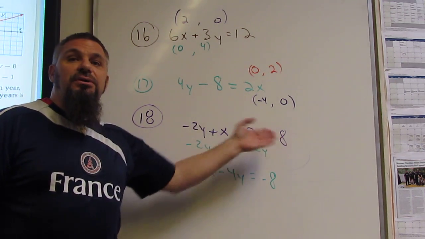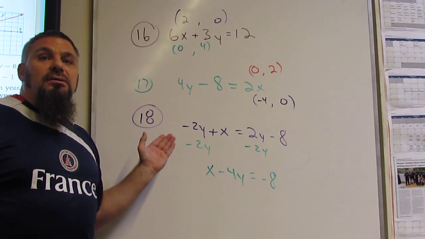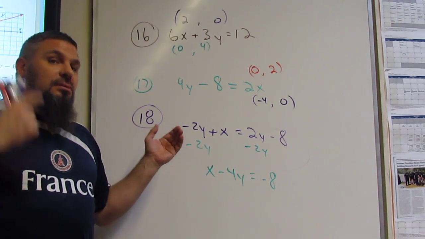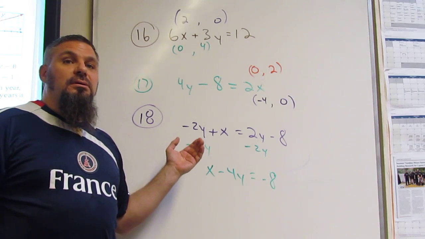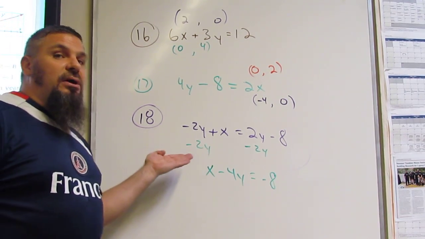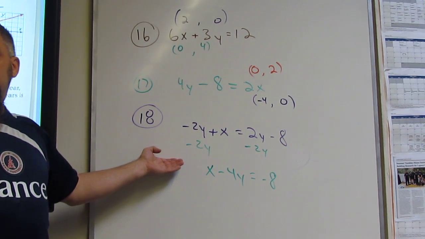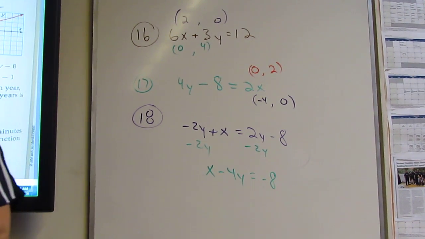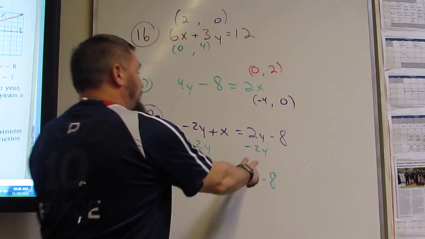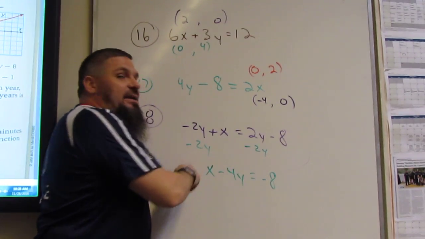Now, they're trying to trick you here. They're trying to make it to where this cancels out. It doesn't cancel out. Okay? So, again, what is the x-intercept? Okay? So, I wanted to get the y's on one side. So, I subtracted 2y from both sides.